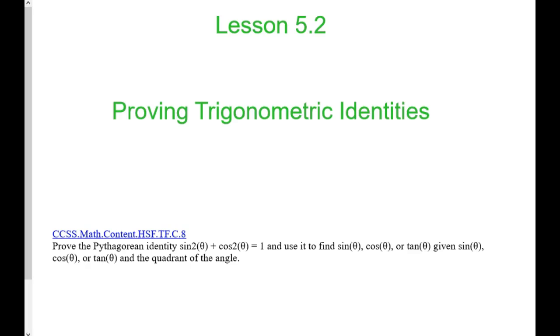Lesson 5.2, Proving Trig Identities. So in this lesson, we're going to start with an identity and prove that it's true for all values within the domain. So the general process, we're going to start with the more complicated side of the equation, use our identities to rewrite that portion, that expression, to get it to equal the other side of the equation.